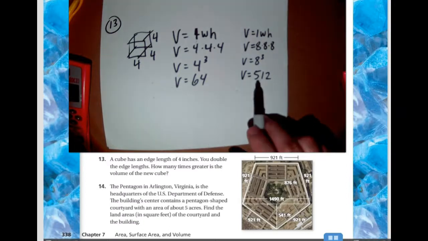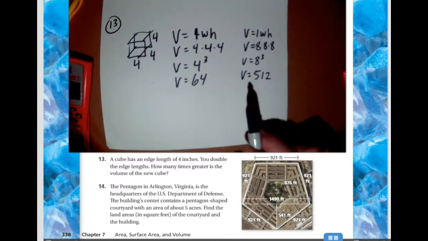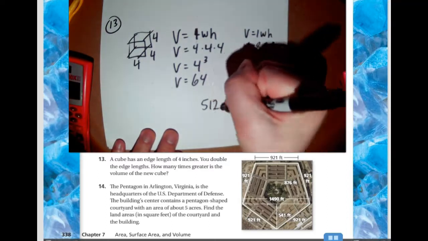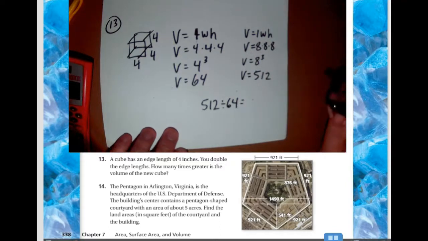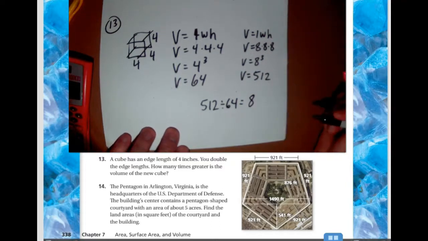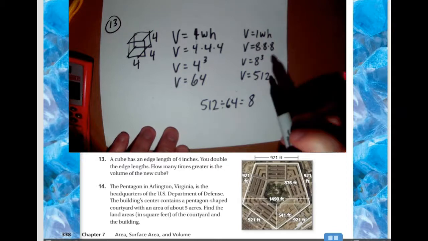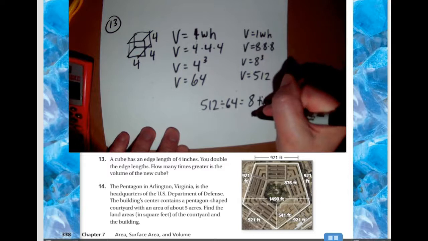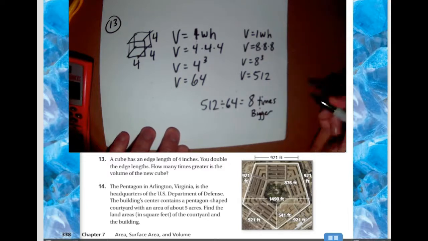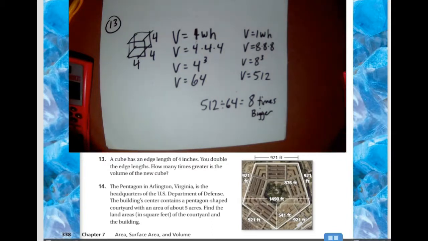So I'm going to do that. 512 divided by 64. You could punch that in a calculator. We could do the division. Either way, we end up with 8. That means that this new cube is 8 times bigger. And there we go. So that problem, I don't think it's going to be too difficult, but trying to understand what they're asking may be a little bit challenging. So read it carefully, take your time with it, and do the math.